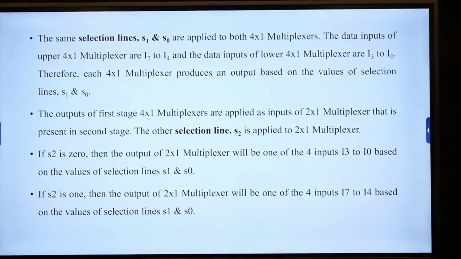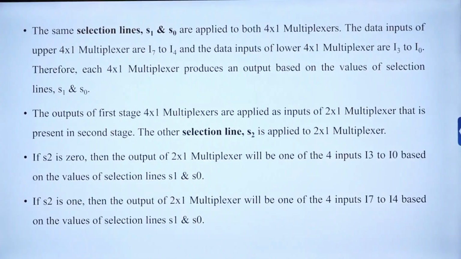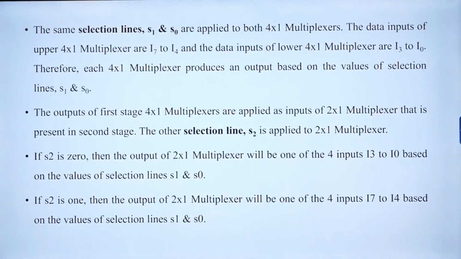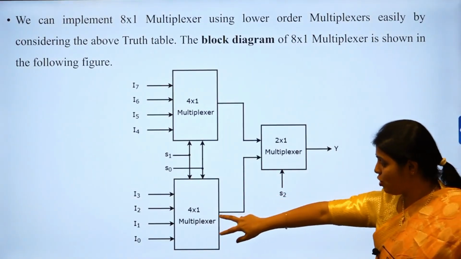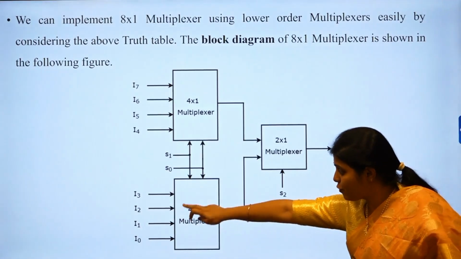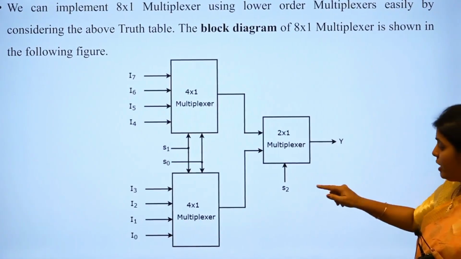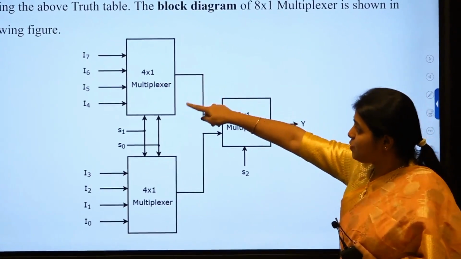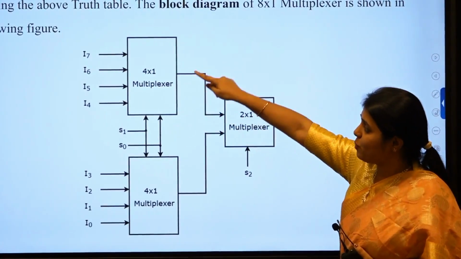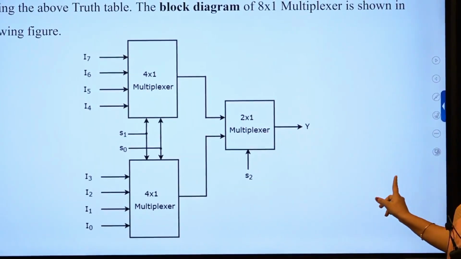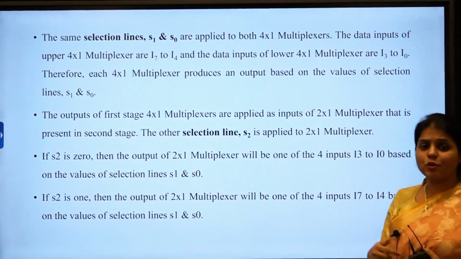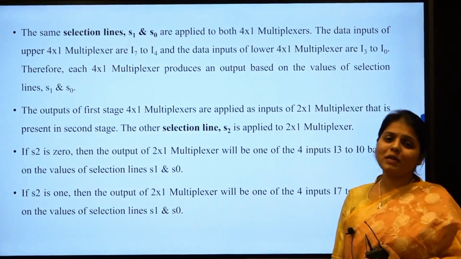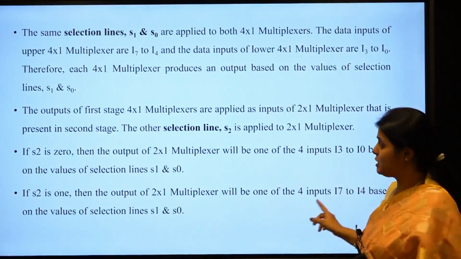Now if S2 is 0, then the output of the 2 by 1 multiplexer will be one of the 4 inputs from I3 to I0. So when it is 0, this will be activated and one of the inputs will appear at the output. When S2 is 1, this will be activated and one of the inputs from I4 to I7 will appear at the output. So this is all about your 8 by 1 multiplexer using 4 by 1 multiplexers and 2 by 1 multiplexers.